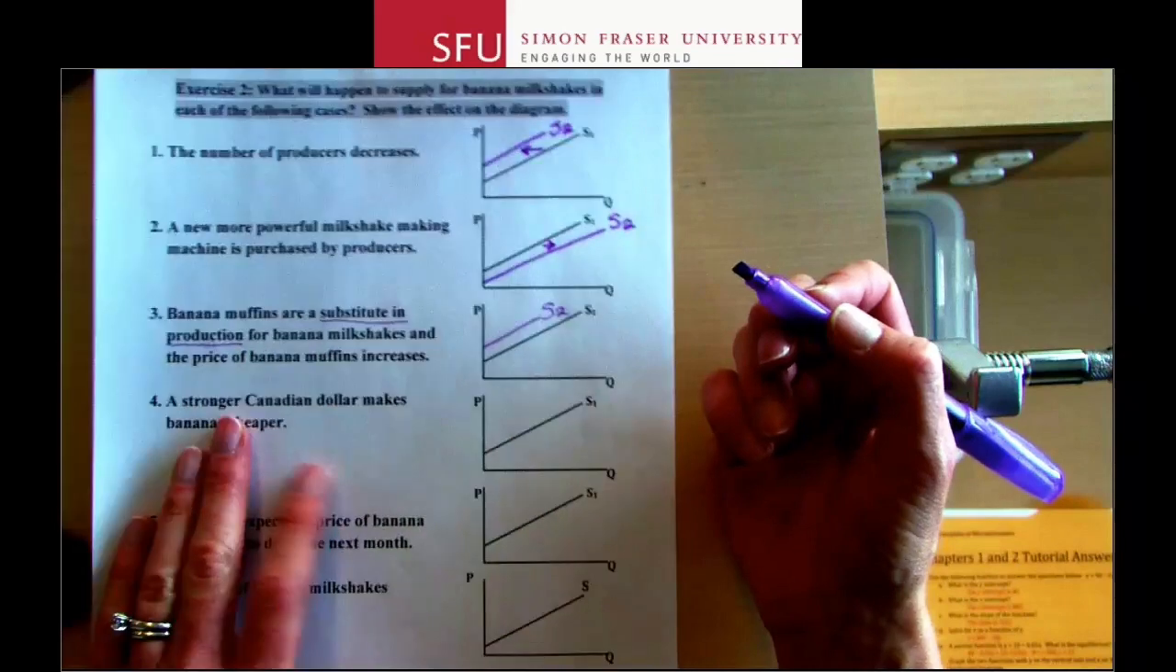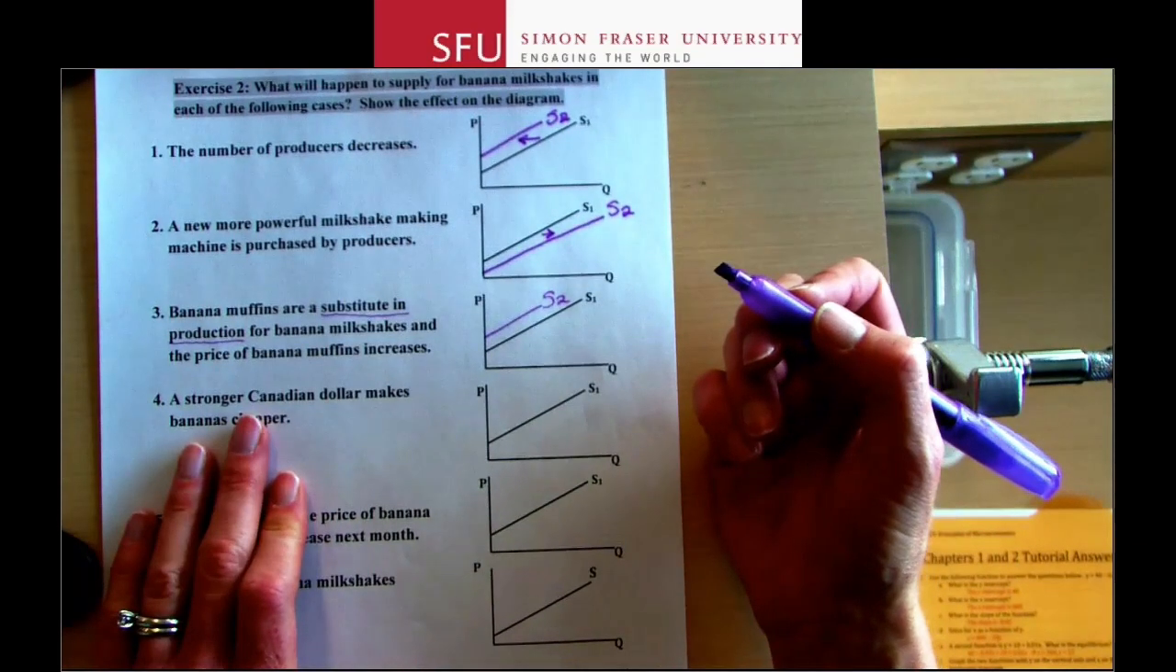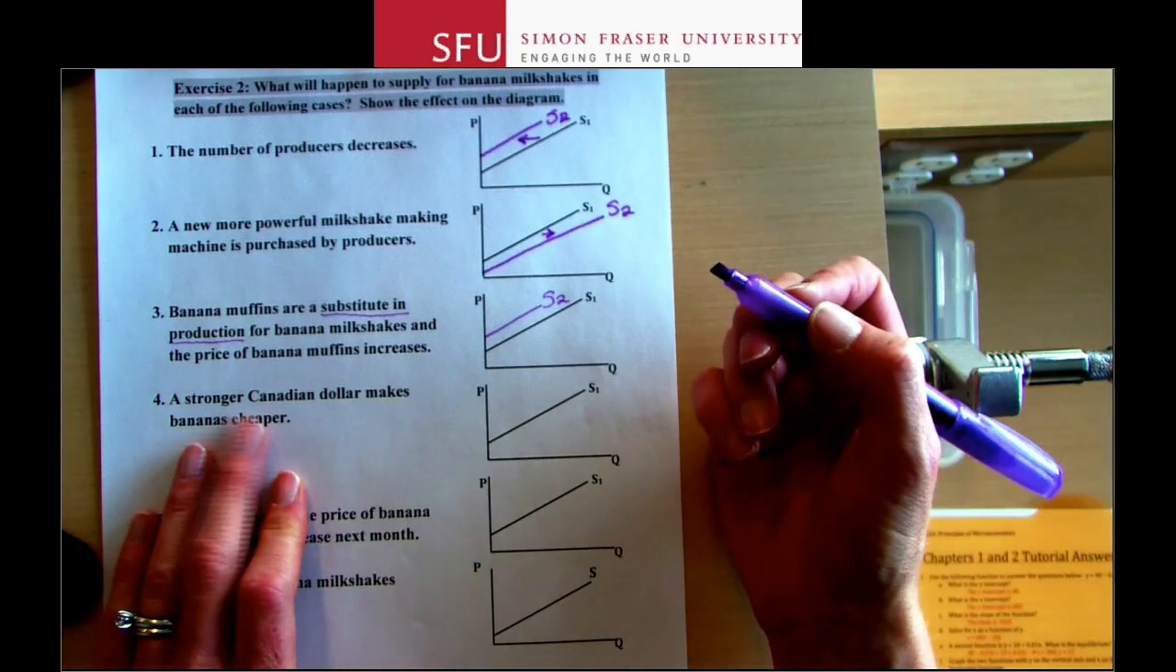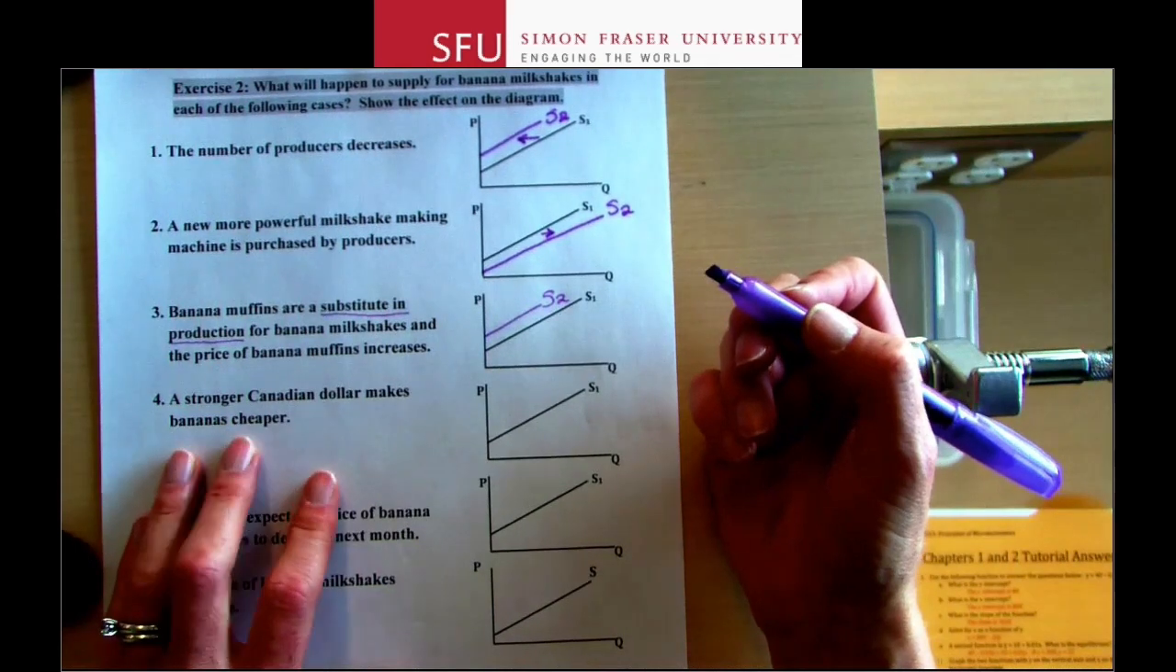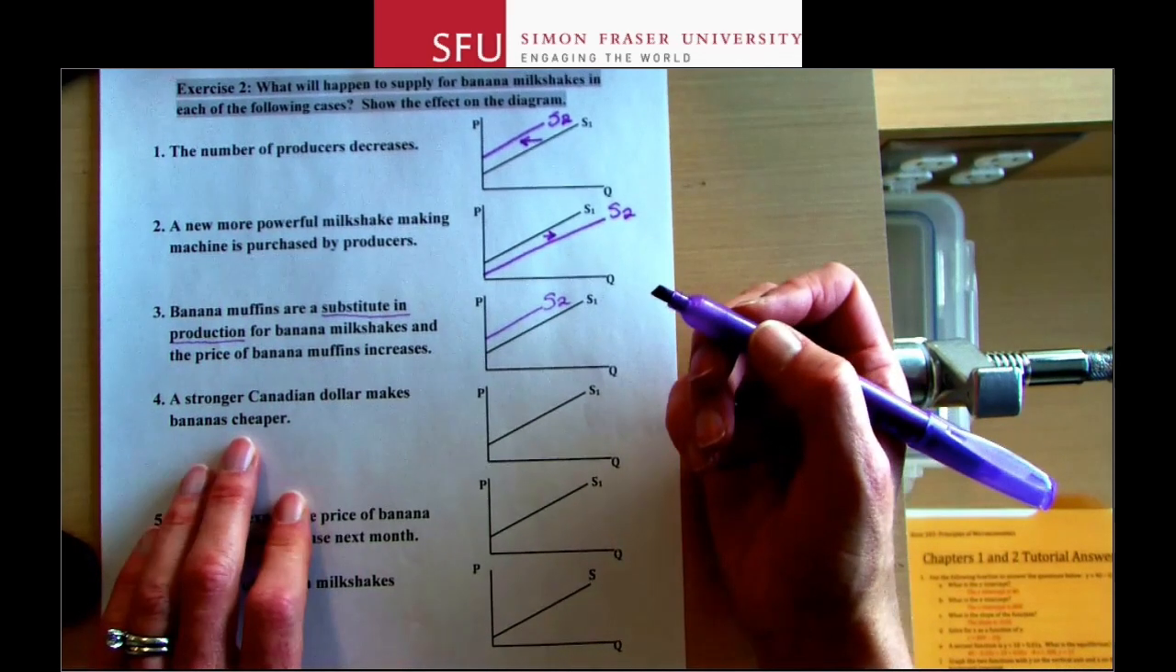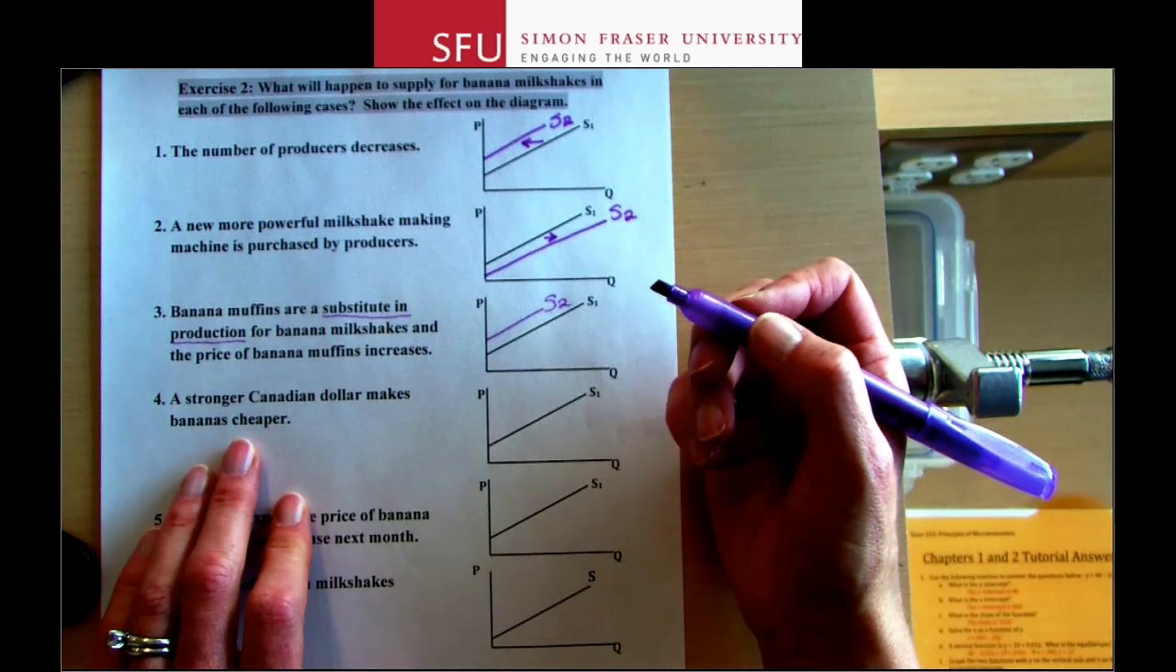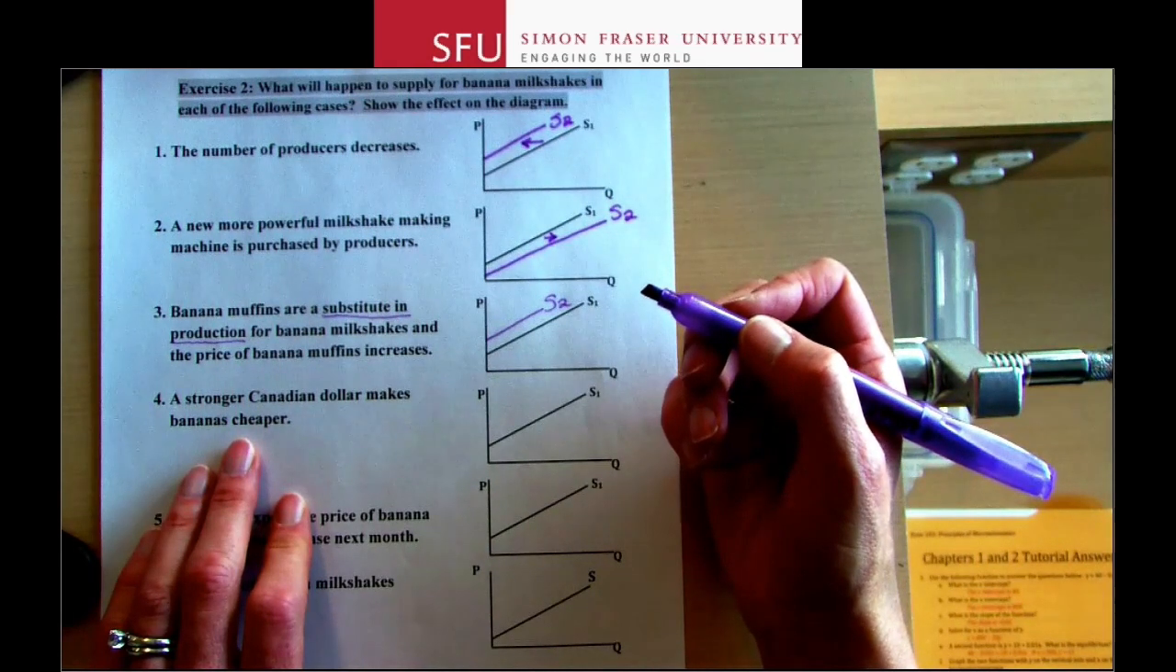All right, now bananas are imported, so the exchange rate will influence costs. A stronger Canadian dollar makes bananas cheaper. All right, so now bananas are cheaper, your profit increases, you'll want to supply more.